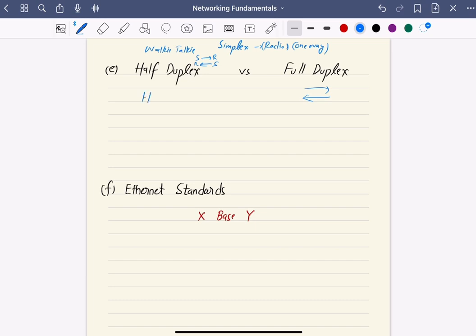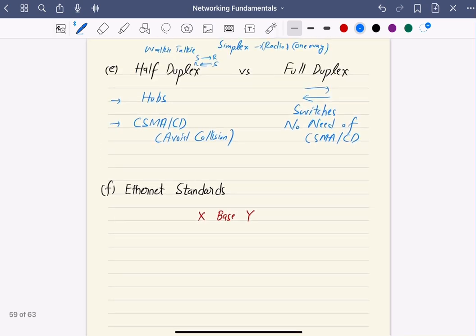Typically, if you use a hub to make a star network, hubs use half duplex, and they use CSMA/CD, collision detection, in order to avoid collisions. While switches are usually full duplex devices, and of course there is no need of CSMA, no need of carrier sense multiple access collision detection, because they can communicate simultaneously and there would be no chance of collision.